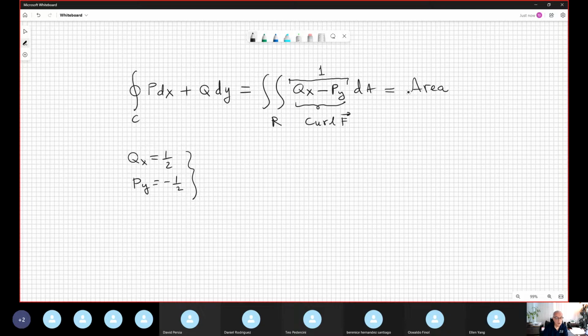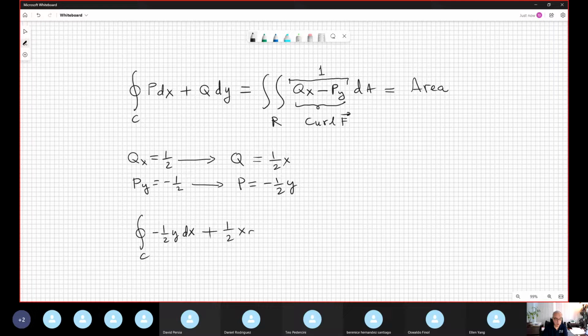Therefore, if you apply the antiderivative in order to find Q, you integrate with respect to x and get 1/2 x. And you apply the antiderivative with respect to y, and P is equal to negative 1/2 y. Okay, cool. So now substitution. Substitution here. The line integral is P, but P is negative 1/2 y dx, and Q is positive half x dy.